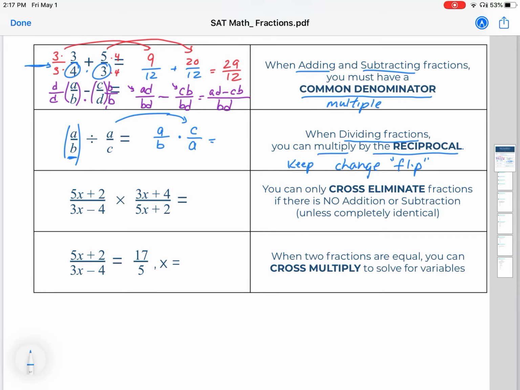And now that we're just multiplying, we're just going to multiply straight across. Some of you may have noticed that there's actually a cancellation I can make. I can cancel these two A's out. So my final answer ends up being C divided by B.